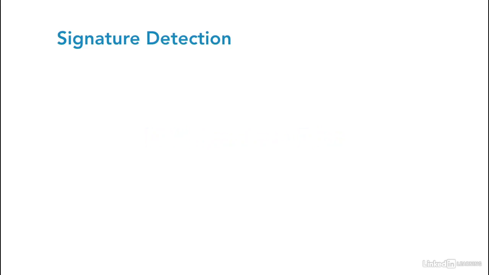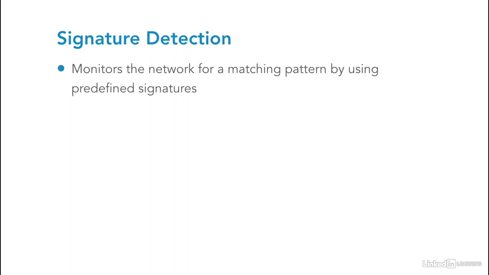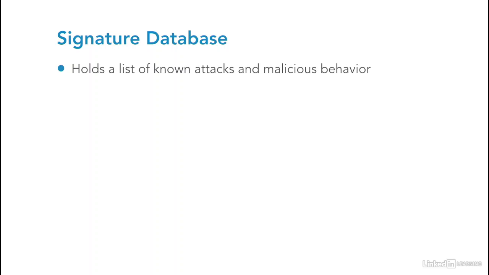Pattern-based or signature detection is the simplest triggering method, as it monitors the network for a matching pattern using predefined signatures. A signature has three distinctive attributes: type, trigger, and action. The signature database is the heart of the system as it holds the signatures of known attacks and malicious behavior. A signature is either atomic or single packet, or composite or multi-packets.